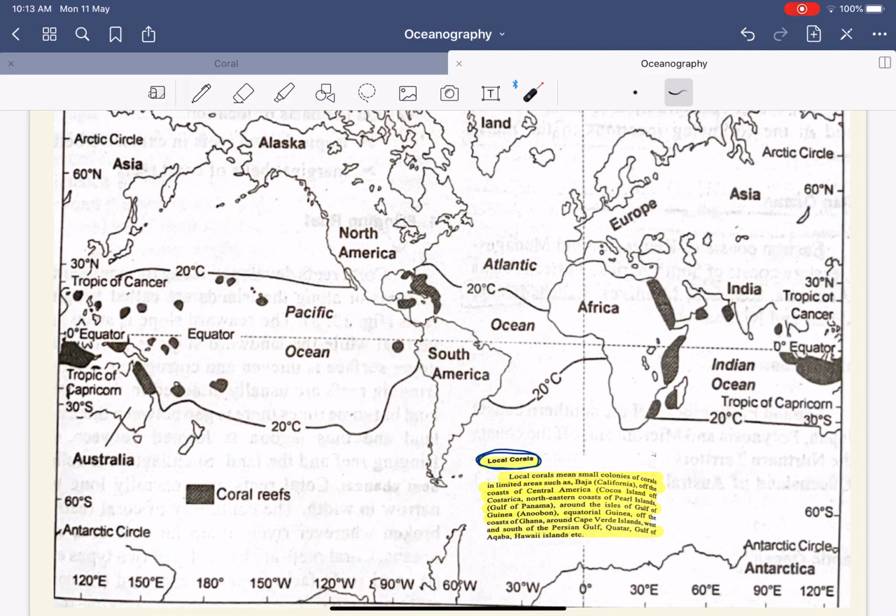Again, let's look into Africa. Over here, there is the prevalence of the Agulhas current. Again, you see that there is a location of your coral reefs. Again, in India, we have the west coast, we have the coral reefs. We also have the coral reefs over here, that is your Andaman and Nicobar Islands.